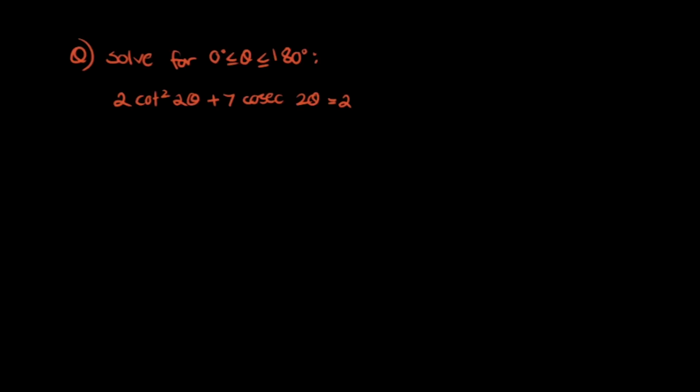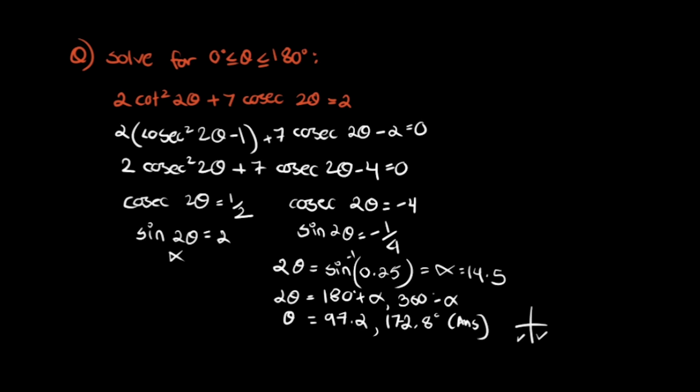Time to solve for theta. Keep an eye on the interval here. The first thing I did here is make use of identities and rewrite the expression in terms of cosec theta. Then we find the roots normally like we do using the quadratic equation. We rearrange again to find the equation in terms of sin 2 theta. Immediately, it's clear that 2 does not have a valid solution, so we work with minus 1 by 4.